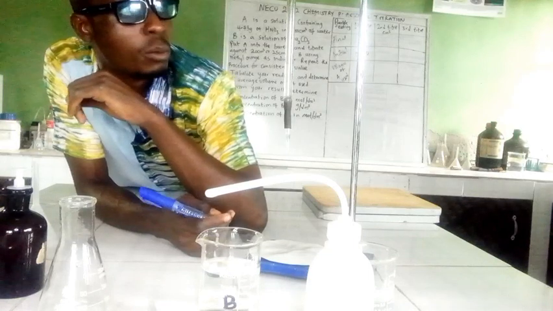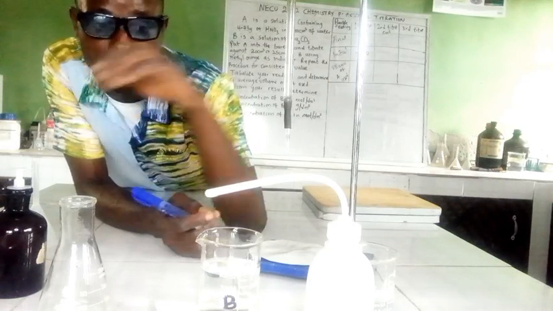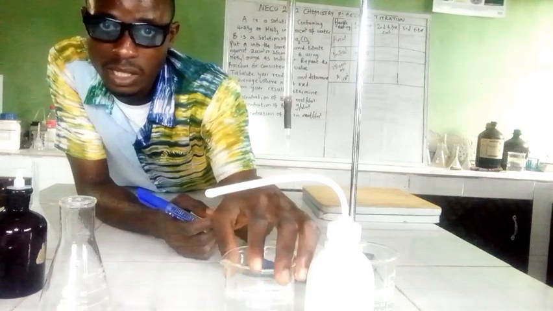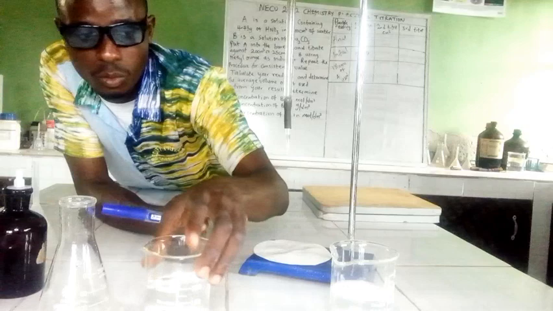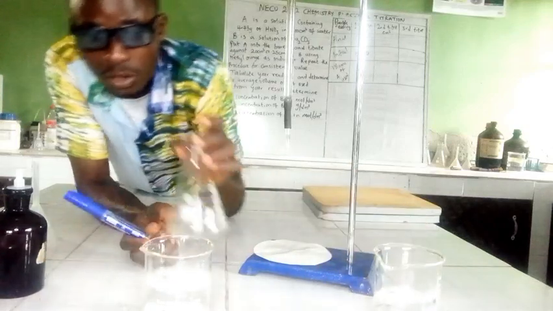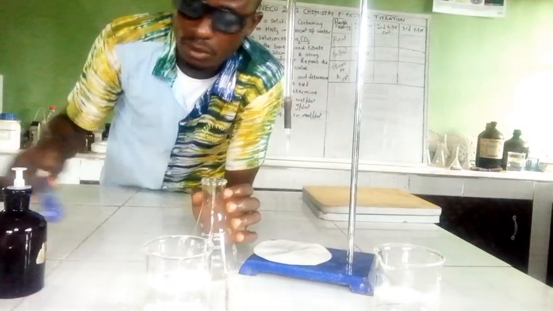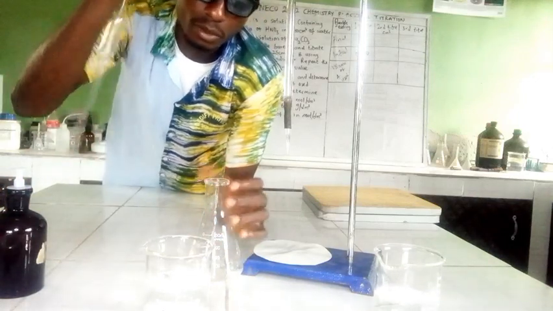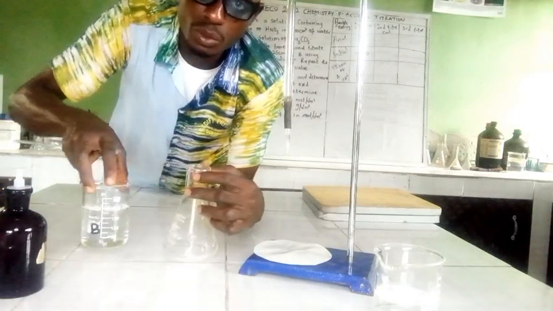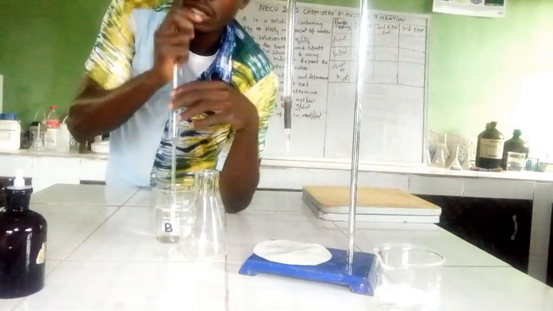We are going to fill up the burette now, and then pipette and then start the experiment. Okay? So let's go by doing that. We are doing three consistent titrations. So let's start by pipetting B into the conical flask. So let's do that now.